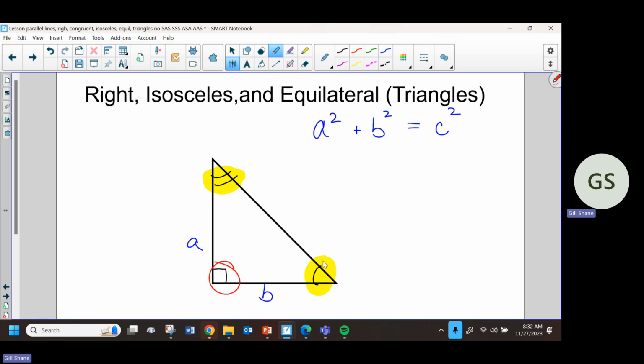Now we've moved on to the sides. We said there is a specific relationship between the sides of a right triangle, and that is the Pythagorean theorem: a squared plus b squared equals c squared.